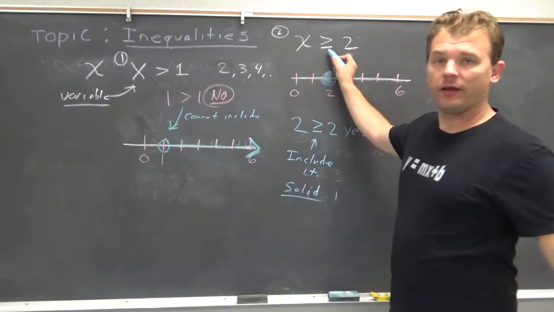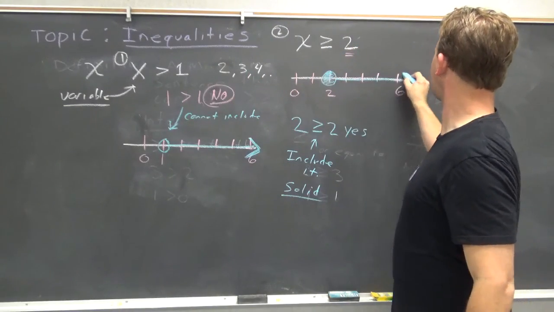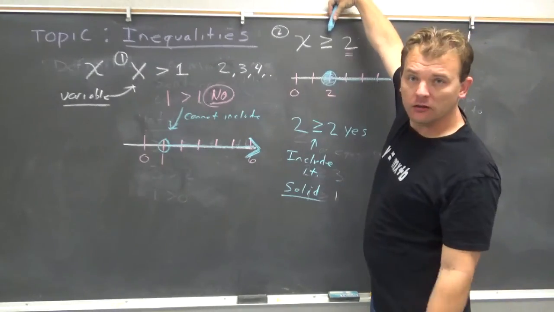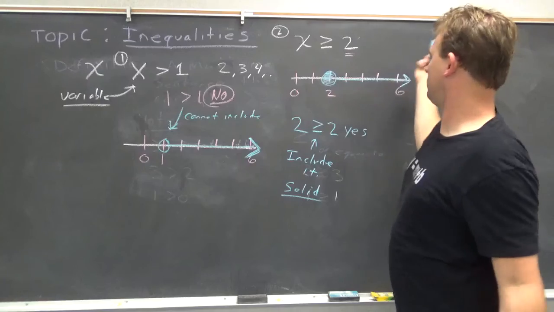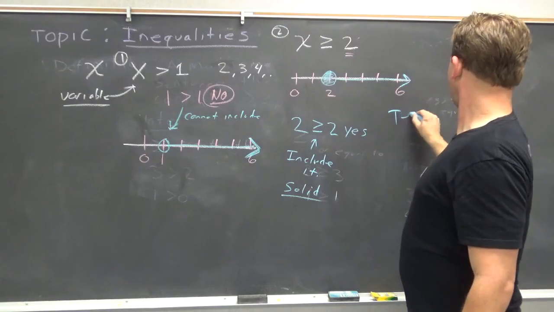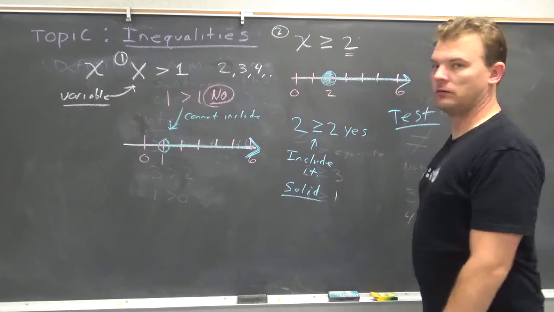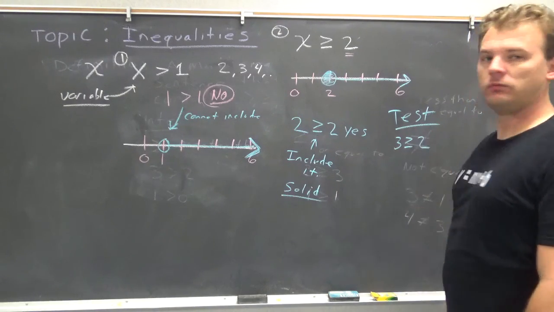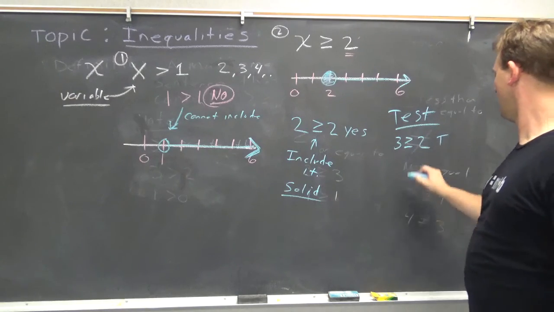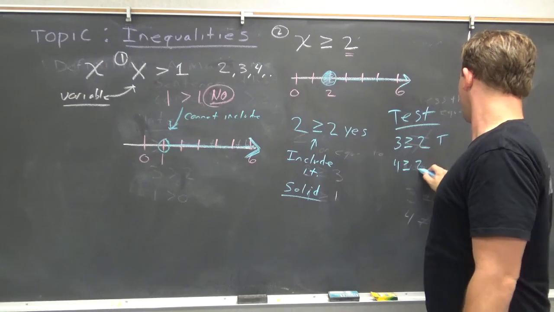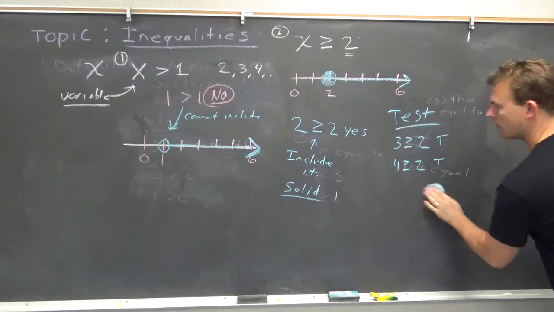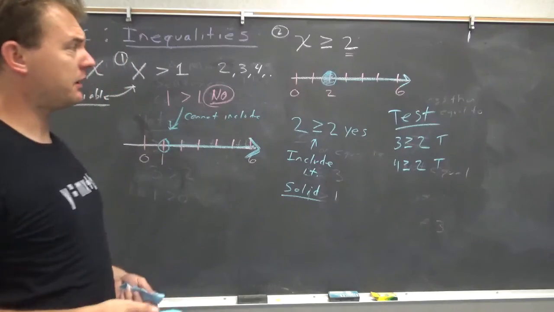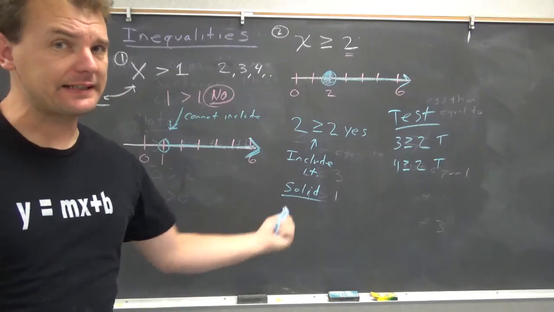And is this greater than? So it's going to go in this direction. Well, how do you know it goes that way? Well, 1 is here, and 2, we can test it. Is 3 greater than or equal to 2? Yes. Is 4 greater than or equal to 2? Yes. So that's how you can test it and see if those are all correct. And that's pretty much it for these basic inequalities.